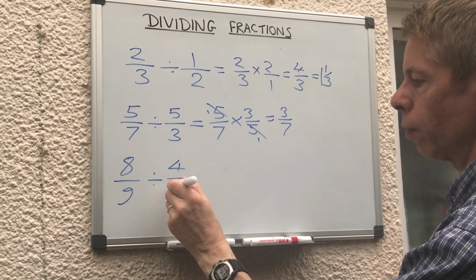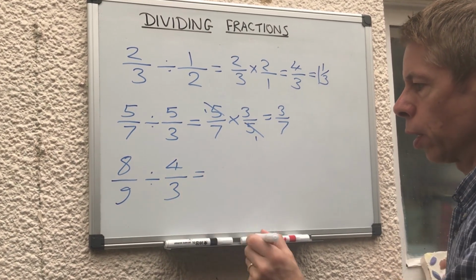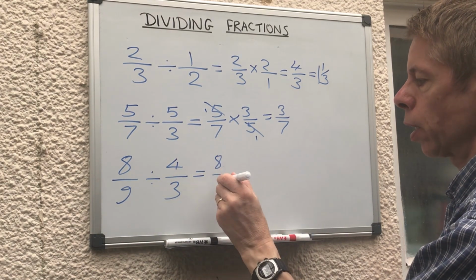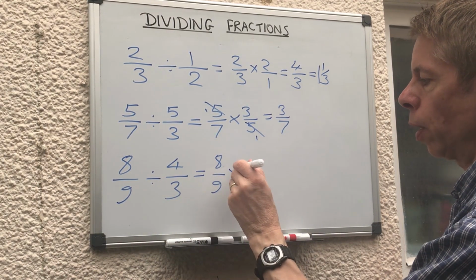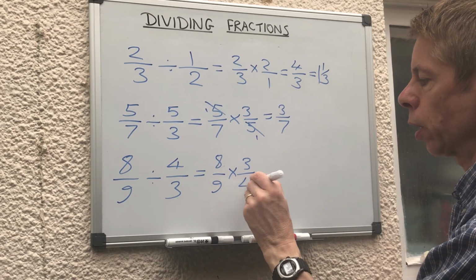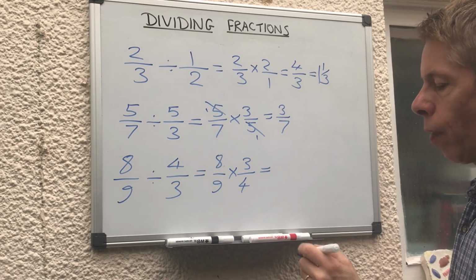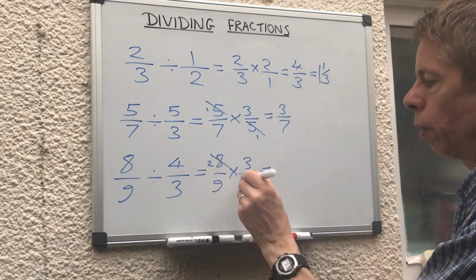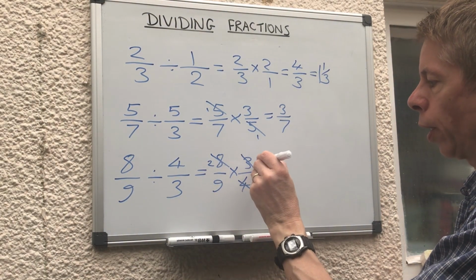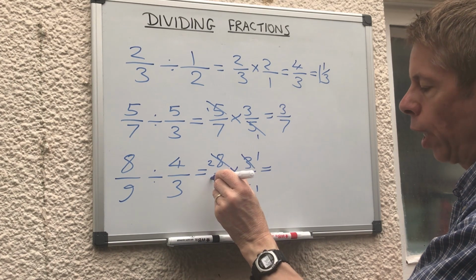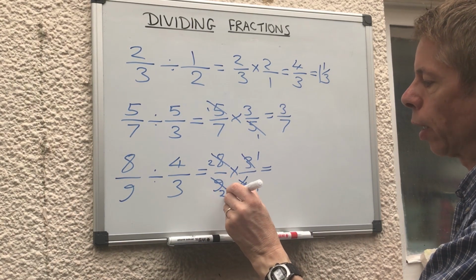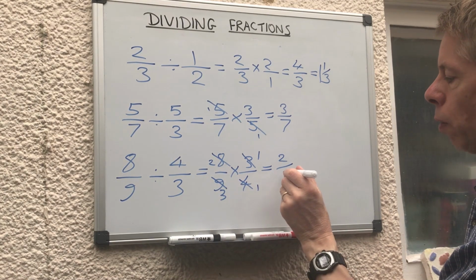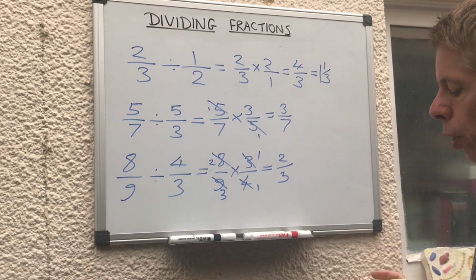We have 8/9 divided by 4/3. So watch carefully on this one. We repeat the 8/9 because we've got to invert that one, so that will become 3/4. Right, we can do a bit of cancelling here, quite a lot of cancelling. Divide that by 4, you get 2. Divide that by 4, you get 1. Divide by 3, you get 1. Divide by 9, you get 3. So we have 2 times 1 on the top, and we have 3 times 1, so the answer is 2/3.